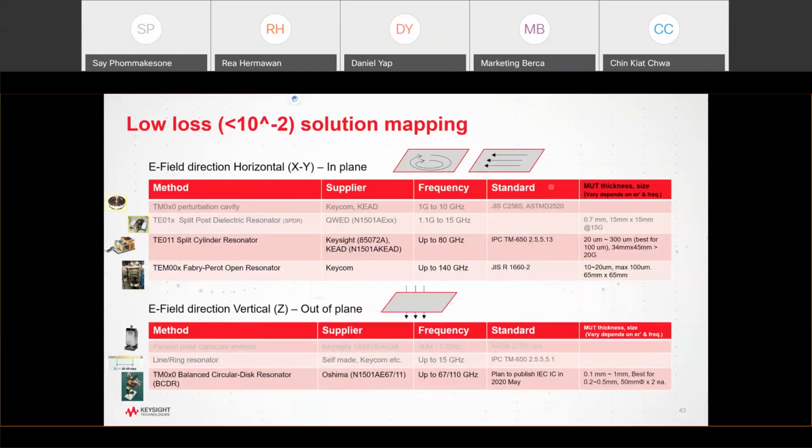Now, because your material can be isotropic or non-isotropic, you have to be careful how you choose which resonator to use, and you also have to understand how your material behaves, and also sometimes it depends on what standard the particular material is required to be measured under.